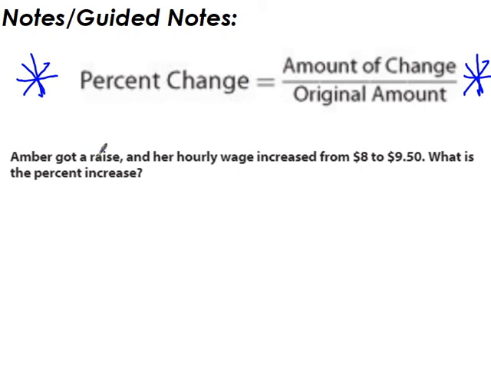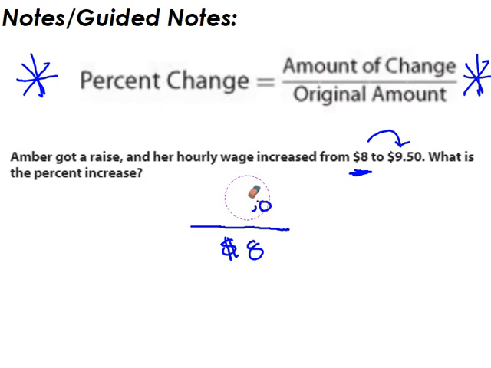Here's an example. Amber got a raise, and her hourly wage increased from $8 to $9.50. What is the percent increase? This was her original amount. She was increased from this to $9.50. If percent of change equals amount of change divided by original amount, well, the original amount was $8. That's where she started. She increased to $9.50. That does not mean that I put $9.50 up here, because that is not the amount of change. That's just a new amount.